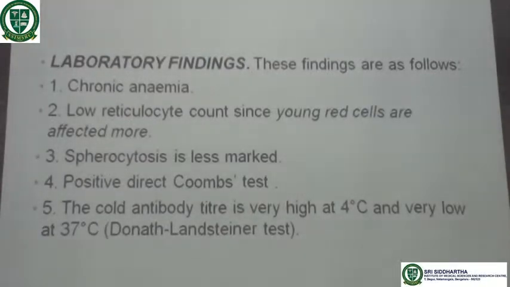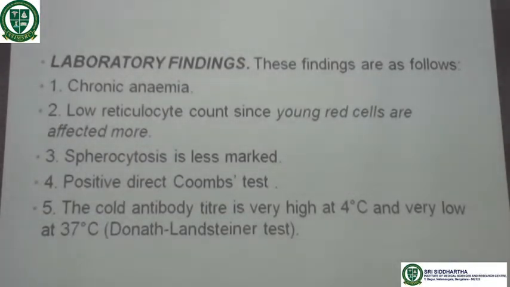What are the lab findings you see here? Okay, we see chronic anemia, we see a low reticulocyte count because the young red cells are being destroyed. Reticulocytes are produced by the bone marrow, and it's the young RBCs that are again destroyed, so the overall reticulocyte count will be low.